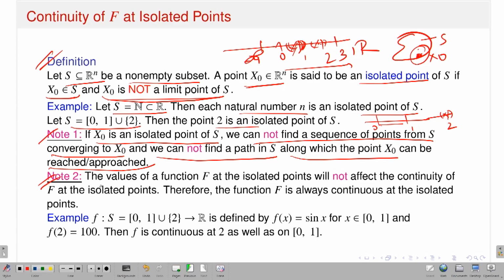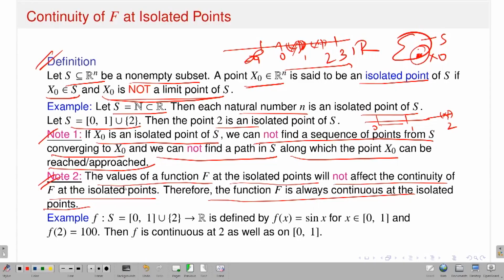Note 2 says that the value of the function capital F at an isolated point will not affect the continuity of F at the isolated point. Therefore, the function capital F is always continuous at the isolated points. Note 1 says that if I want to talk about the continuity of F at some isolated point, use the sequential criterion. Think about any sequence that converges to x naught, consider the image sequence; it should converge to the value F of x naught. That is the meaning of continuity, right.